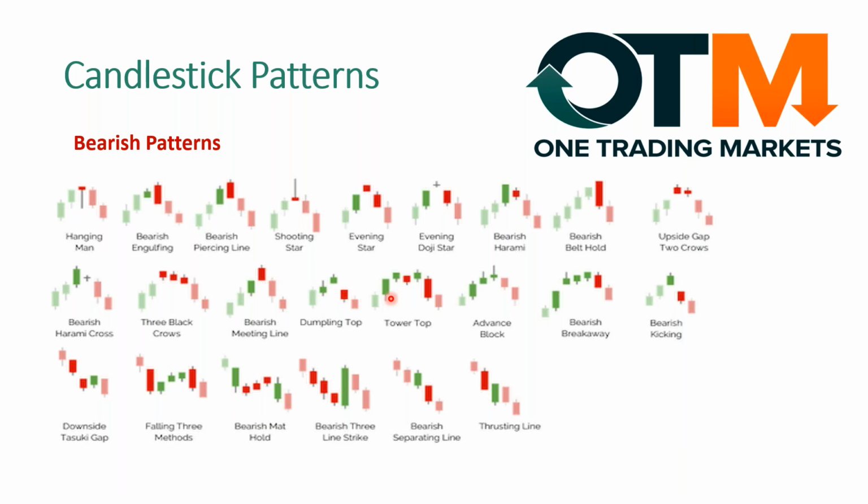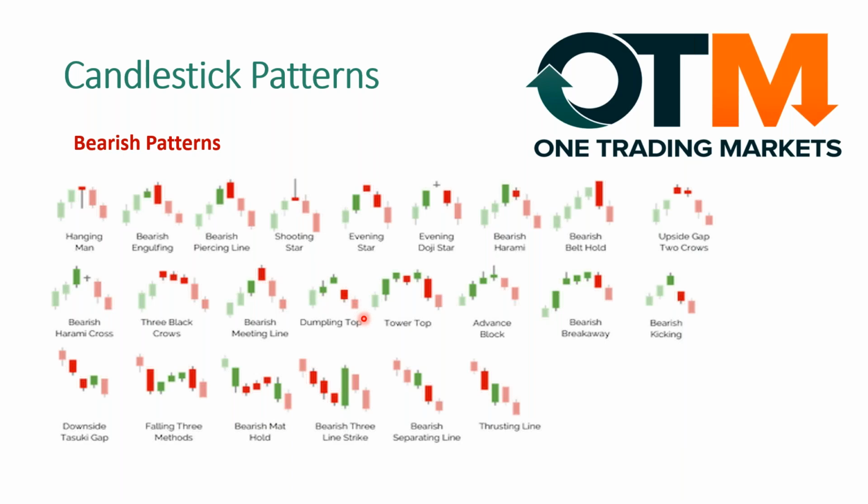It's named after dumpling, which is an Asian food. I don't know if you guys know it or not, but it's very good. It represents indecision in the market. But notice how the last candle was red, which showed that the sellers were able to take control of the market, which is why they drove the market down.